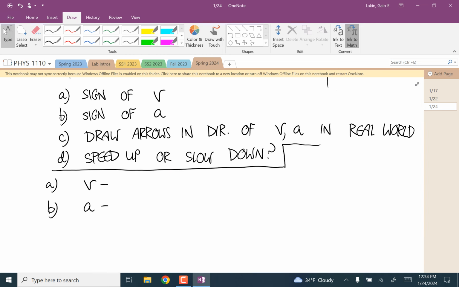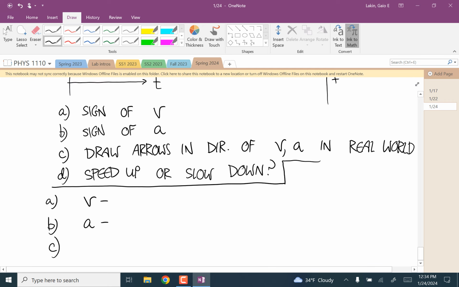And then the last thing, is this object speeding up or slowing down? Well, the sign of velocity and acceleration are the same. So this object is speeding up. Okay?